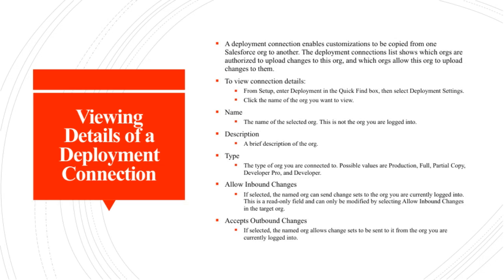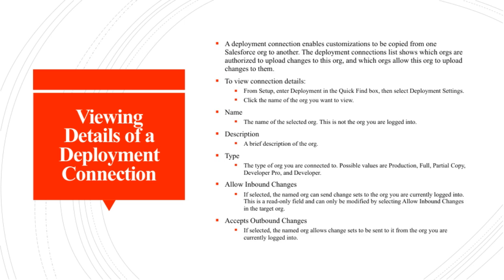These are really useful because they allow us to copy customizations from one Salesforce org to another. The deployment connections list shows us which orgs are authorized to upload changes to this org, and conversely, which orgs allow this org to upload changes to them. To view the details of a connection, we start by going to Setup, then entering Deployment in the Quick Find box and selecting Deployment Settings. From there, we click on the name of the org we want to inspect.